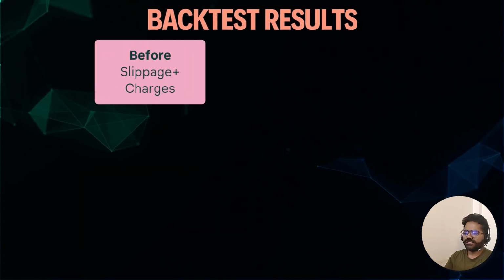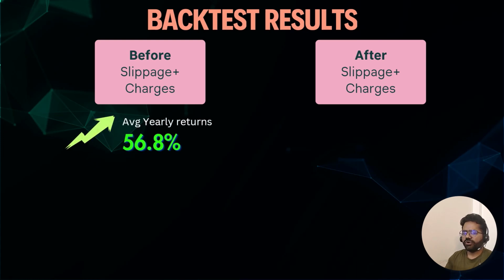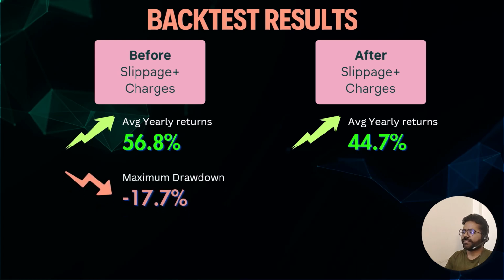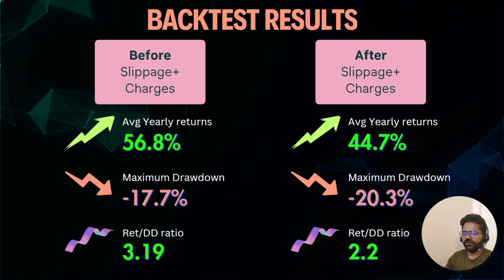So here is the interesting finding I made after considering the slippage and charges, how much of the returns we are losing. Before the charges and slippages, we are making on an average 56% yearly. And after considering charges and slippages, we are only making 44%. So we are losing almost 12% to slippages and charges with one lot trading on the Bank Nifty futures. And drawdown increased from 17% to 20%, and return drawdown ratio reduced from 3.19 to 2.2.